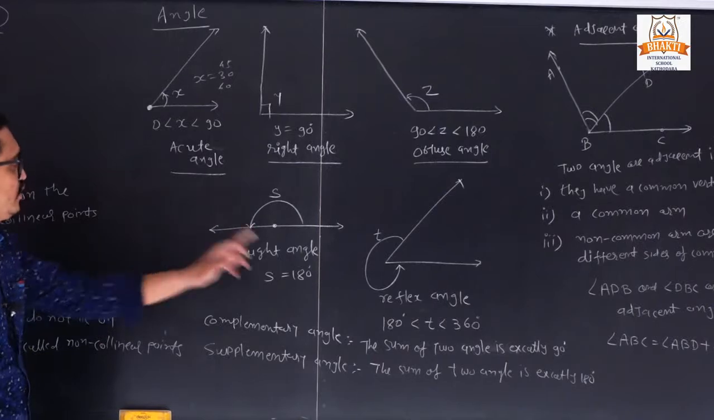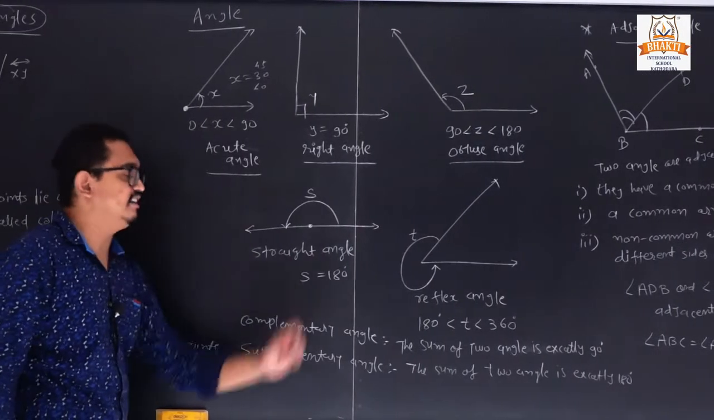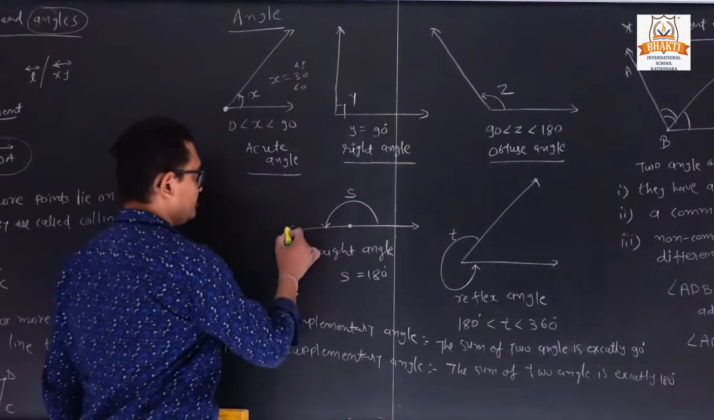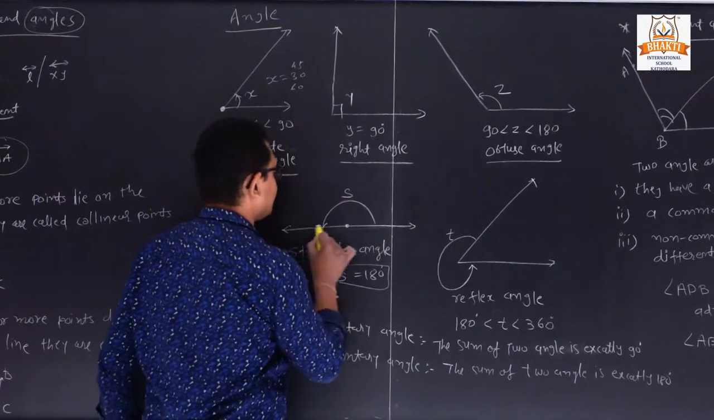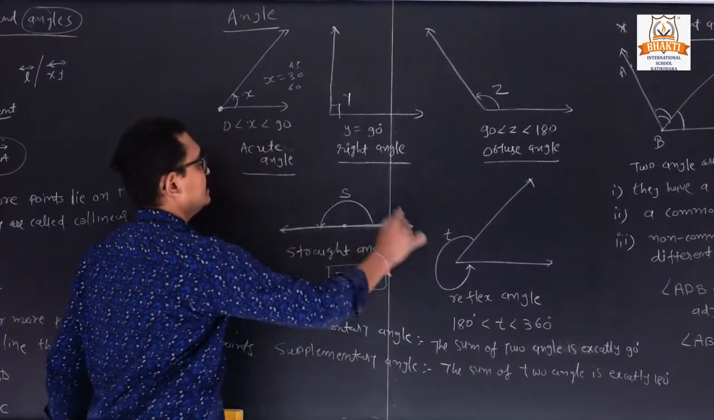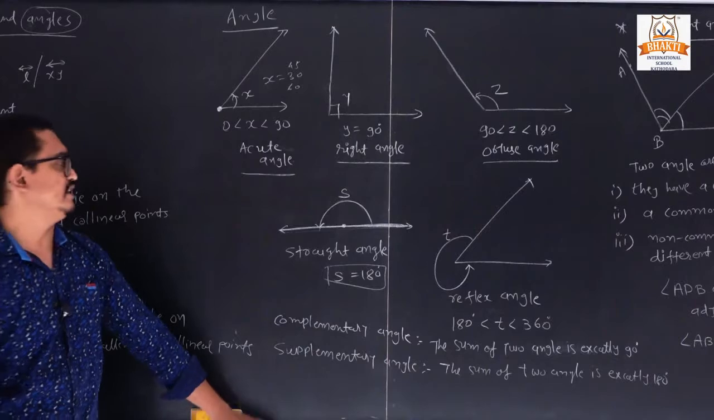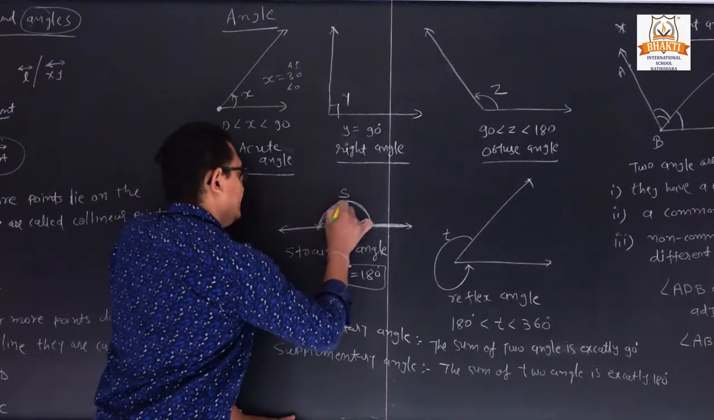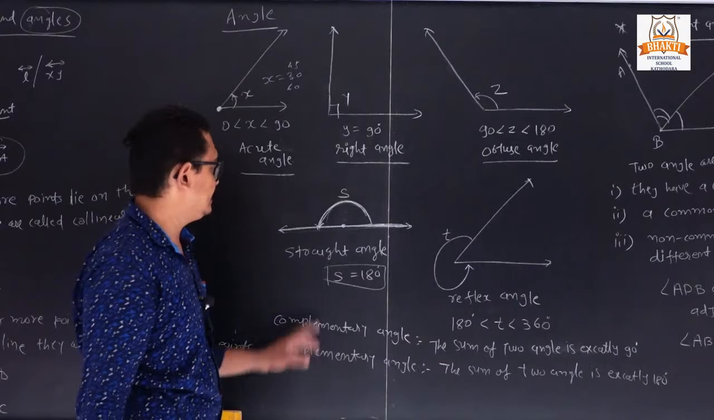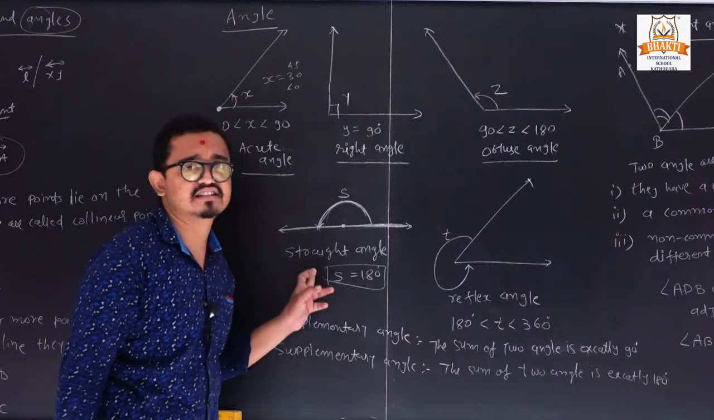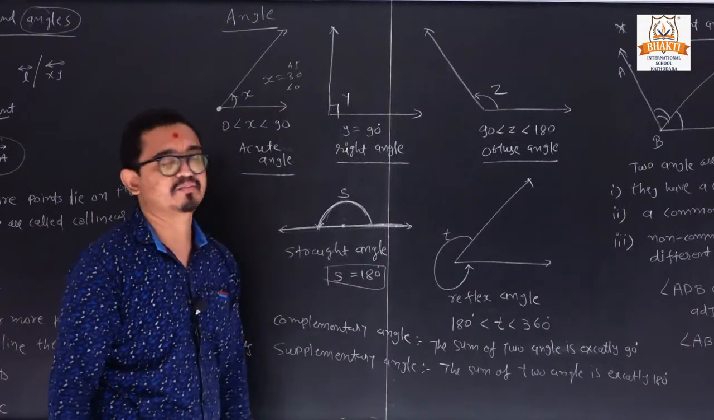We have two more angles, the straight angle. Straight angle means what? The angle is exactly 180 degrees because they are forming a line. Clear, they are forming a line. So this angle is known as the straight angle. Clear, they are creating a straight line. So this is known as the straight angle.